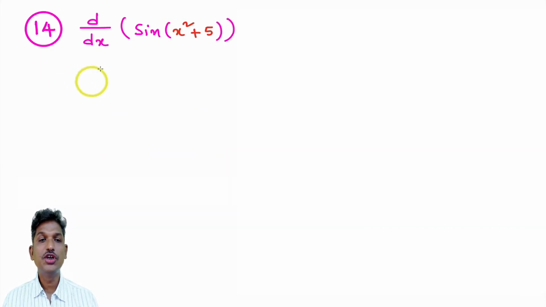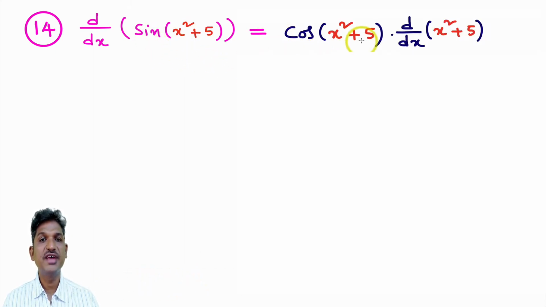You see this 14th problem. Derivative of sine of x square plus 5. Which formula is suitable here? You answer yes: derivative of sine x. Derivative of sine x is what? Cos x. So what I'll do, I'll imagine this x square plus 5 as x. If you imagine this x square plus 5 as x, it looks like sin x. Derivative of sin x is what? Cos x. In place of x, we'll write this x square plus 5 only, into which one you imagined as x, you need to differentiate it. That is d by dx of x square plus 5.